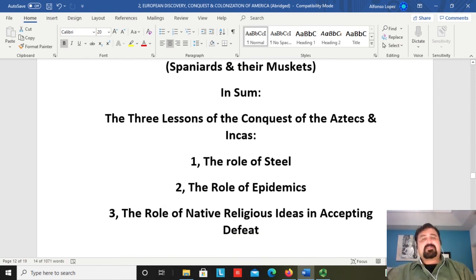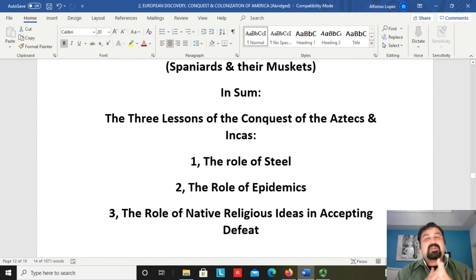So in sum, the three lessons of the conquest of the Aztecs and the Incas are, first, the role of steel. By the way, please understand that the development of steel had nothing to do with creativity or intelligence, but rather geography. The geography provided the materials for people to build tools. Europeans built steel, and the Americans didn't. Second, epidemics are also a product of geography, because epidemics come from animals. There were animal species that were domesticated in Europe that did not exist in the Americas. So the Europeans had grown immune and resistant to the diseases of those animals.